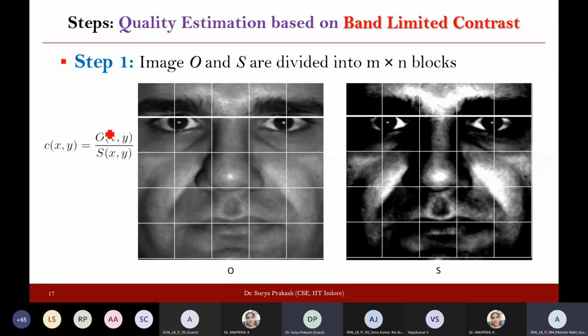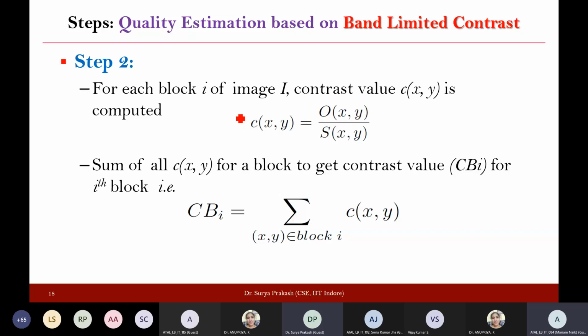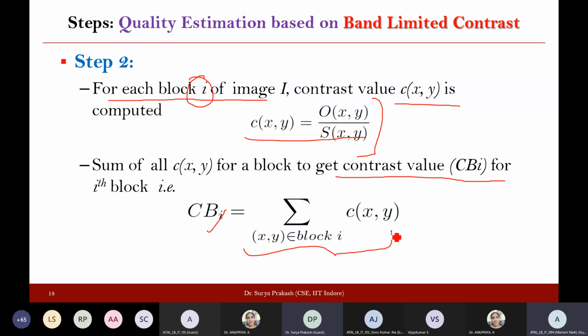You know that given an image, you can compute the contrast for different pixels. Here this computation is done blockwise. The whole image is divided into blocks, and for every block we compute the overall contrast value. For the ith block in the image I, the contrast C(x,y) is computed for all its pixels, and then the overall contrast value CBI for that ith block is computed by summing the C(x,y) over the block.